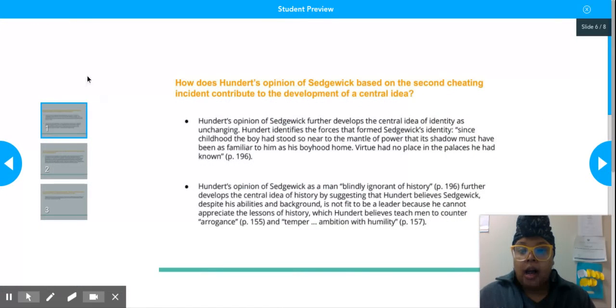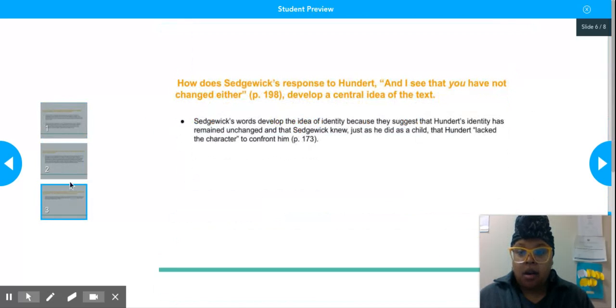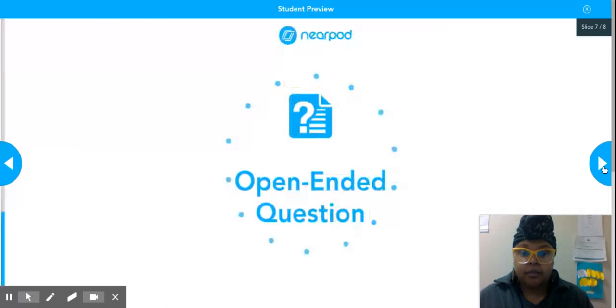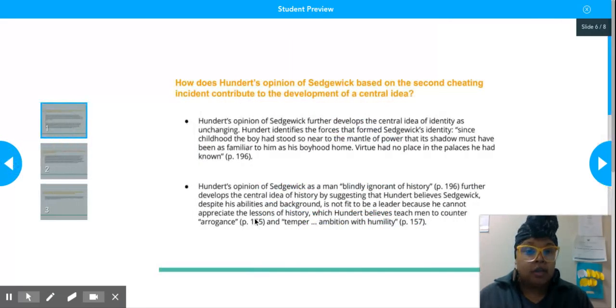Here are your sample responses for the questions that you answered on the previous slide. You can look those over and compare your responses to each of these, and you just click on the tab to see the responses. These are also good for assessing your understanding of the text and the central idea. So don't just skip over this. Actually read these and compare these responses to yours.